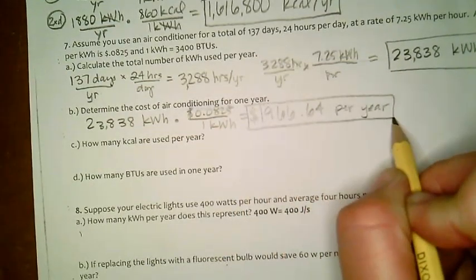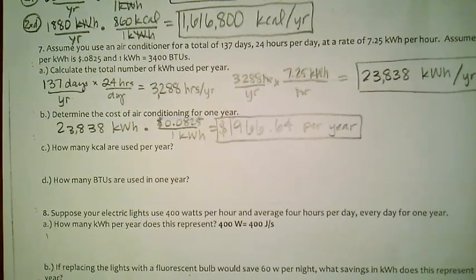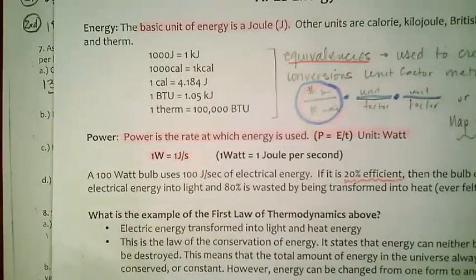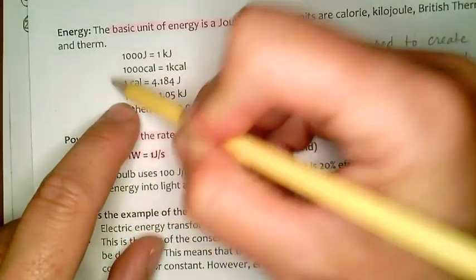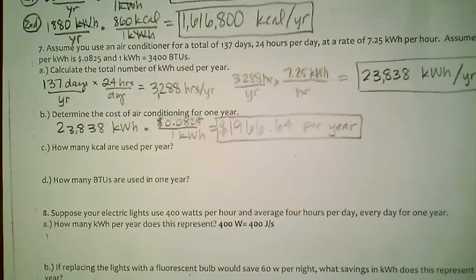Alrighty. In 7C, we are asked how many kcal are used per year. So remember that you have this list of equivalencies at the top of the page. So you're going to grab something from here. We've got joules and calories. That's the one we're going to need. And obviously we'll need our kcal and all that good stuff. But the kilo is pretty easy to deal with.